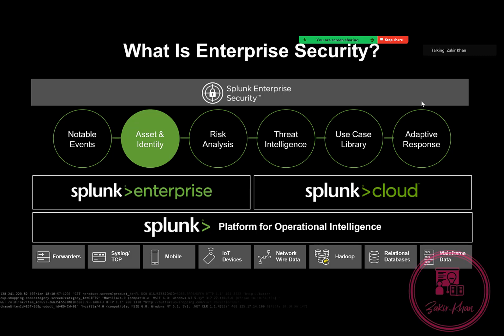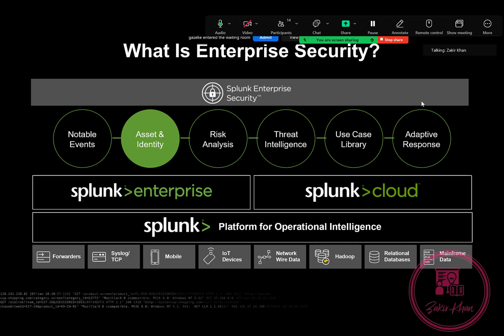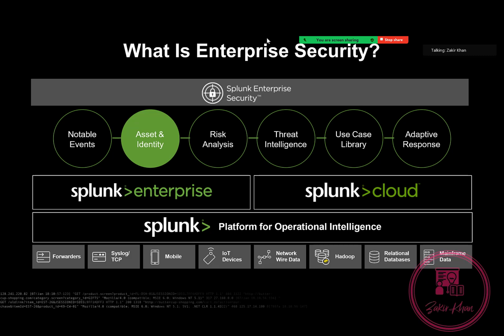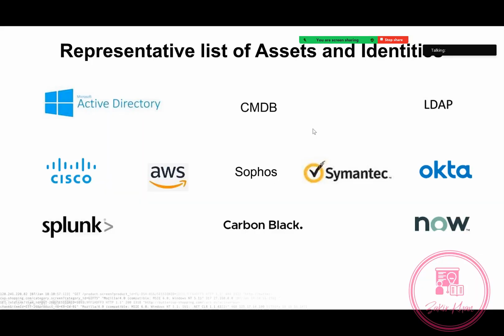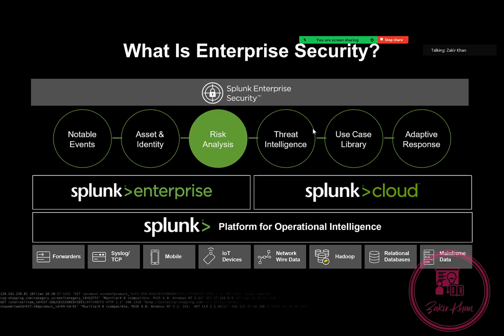And the same with identity. For example, if you have a user and you are investigating, and you don't know who the manager is and which team he belongs to, all this information you can get through asset and identity, and that will enrich the data inside Splunk. This is a representative list of asset identity sources: Active Directory, CMDB, LDAP, Cisco, many products are available for assets and identities.